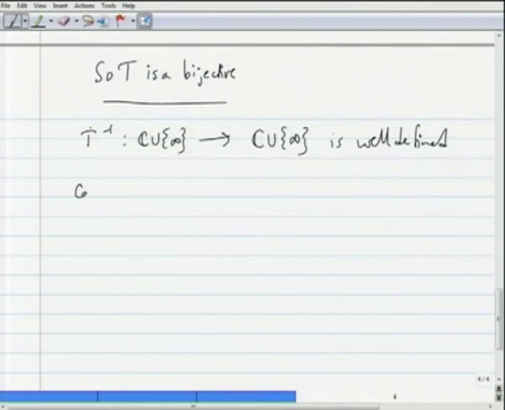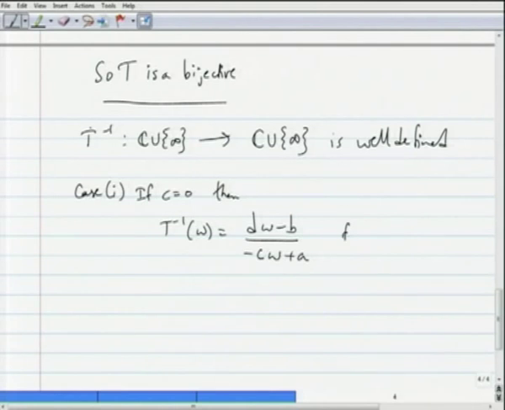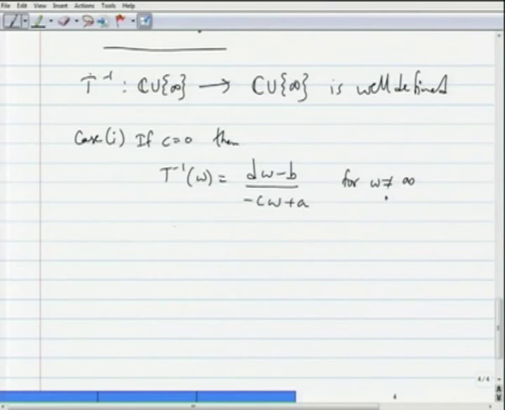Okay. So, case 1, if C is equal to 0. Likewise, corresponding to the cases for T, we will have a case for T inverse. If C is equal to 0, then T inverse of W is (dW minus B) by (minus CW plus A), for W not equal to infinity, and T inverse of infinity is of course infinity.